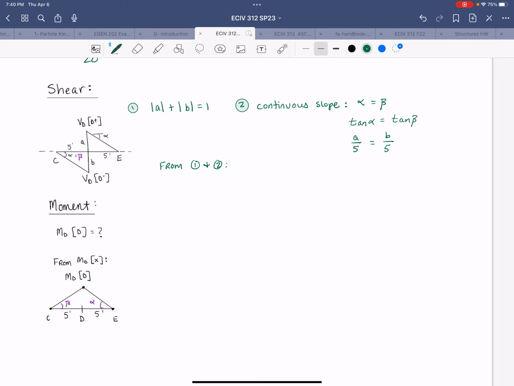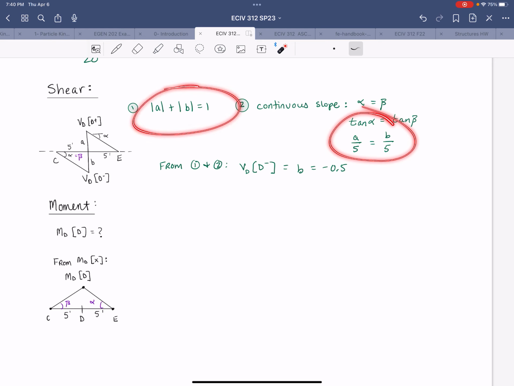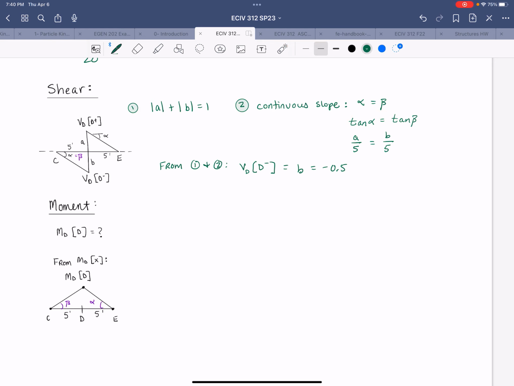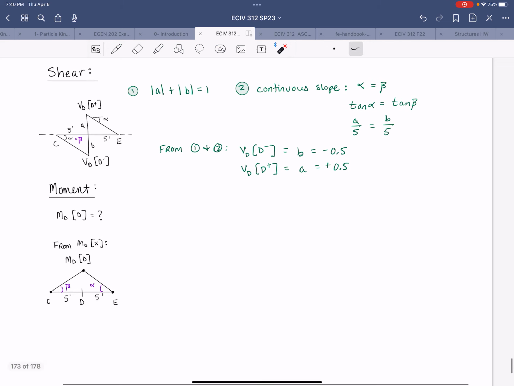So from those two equations, we would get shear at D immediately before the cut is equal to B, which is negative 0.5. Again, only magnitudes are needed in the equations. We know it's negative because of the way we drew the influence line. And then immediately after the cut, we would have positive 0.5. Now that we know these 2 points, we just use the similar triangles to find the remaining values.